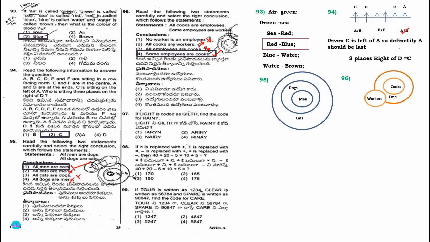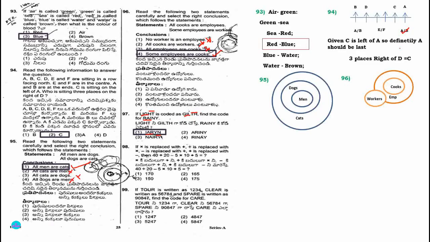Now next, 97. If light is coded as GILTH, find the code for rainy. This is simple. See what they have done here. LIG, the first three letters, is written reversed, GIL. Similarly, the next two letters, HT, are written as TH. So similarly, RAI will be IAR, and NY will be reversed, YN. So what is the answer for this?